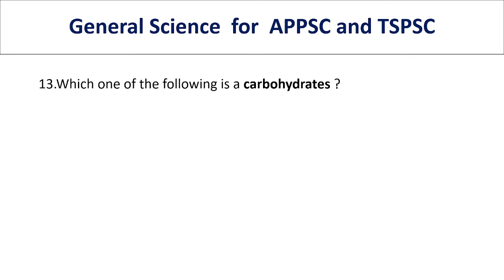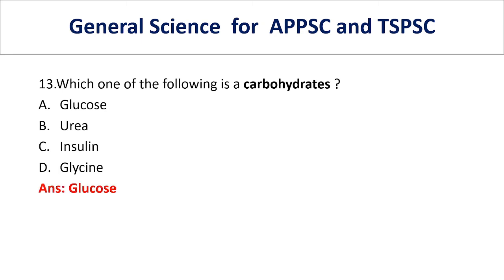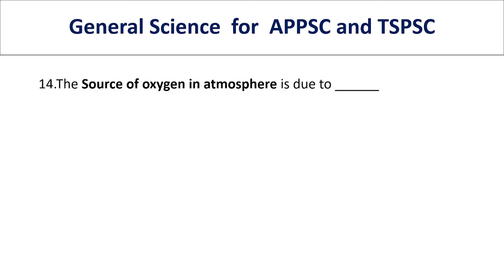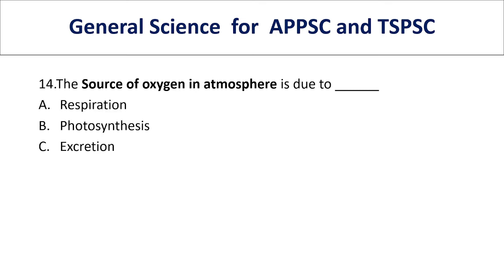Which of the following is a carbohydrate? And the options are glucose, urea, insulin and glycine. And the answer is glucose. Just remember the formula of glucose also. The source of oxygen in atmosphere is due to, and the options are respiration, photosynthesis, excretion and nitrogen fixation. And the answer is photosynthesis. The source of oxygen in atmosphere is due to photosynthesis.